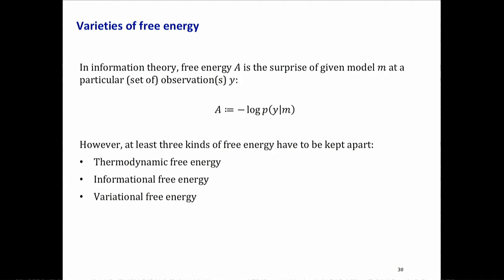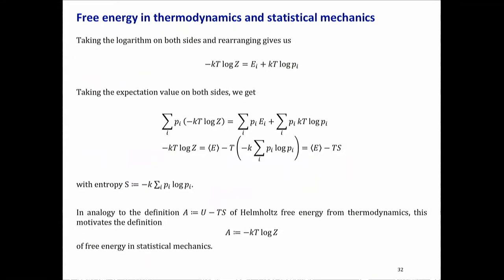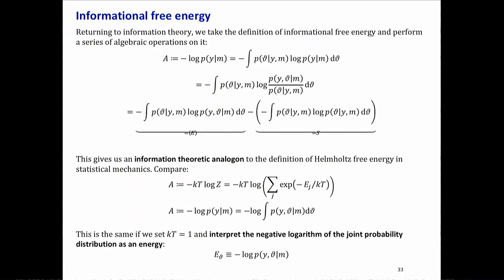So much for entropy. And then we started to look at free energy. And we distinguished thermodynamic free energy, that's simply Helmholtz free energy, internal energy minus temperature times entropy. Then we looked at free energy in statistical mechanics, and we saw this little comparison here, where you have the free energy in statistical mechanics and the free energy in information theory, which is simply the negative log model evidence. So this is the quantity in the denominator of Bayes' theorem.